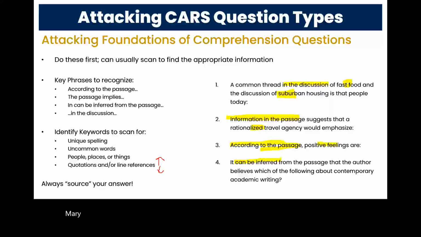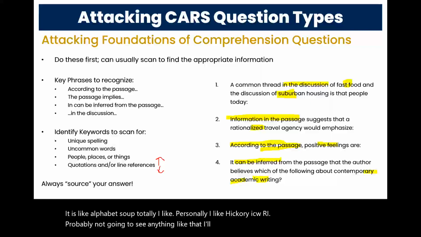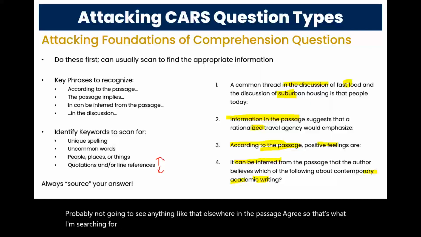Anybody else have something that stands out to them? Sort of focused on that part. It is like alphabet soup, totally. I like ICWRI. Probably not going to see anything like that elsewhere in the passage. So that's what I'm searching for.